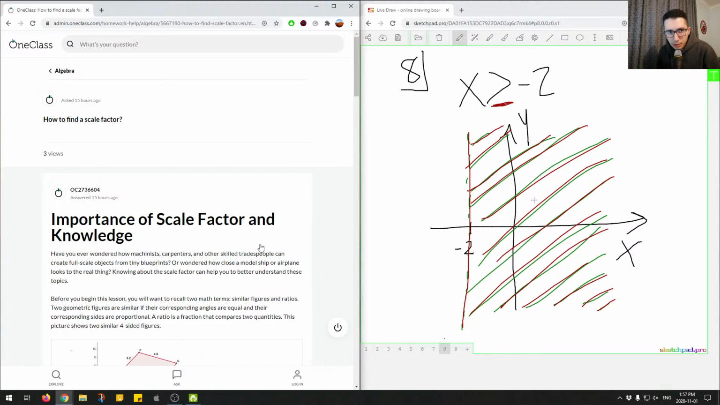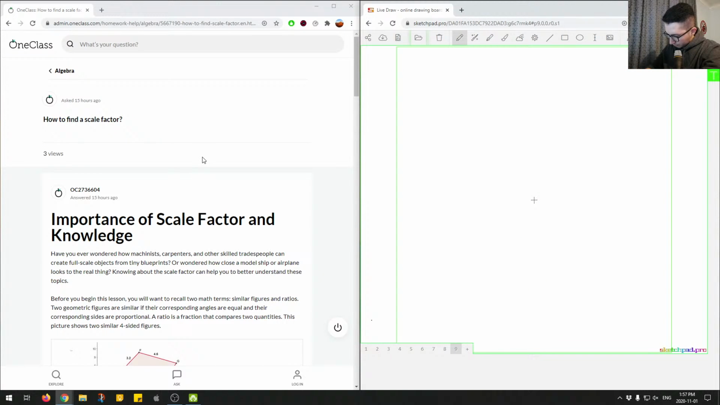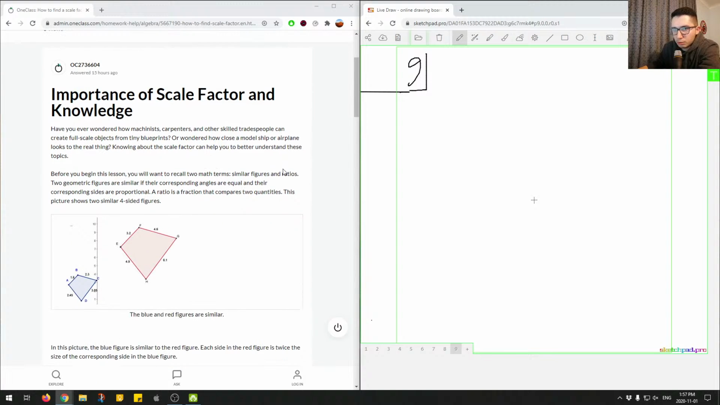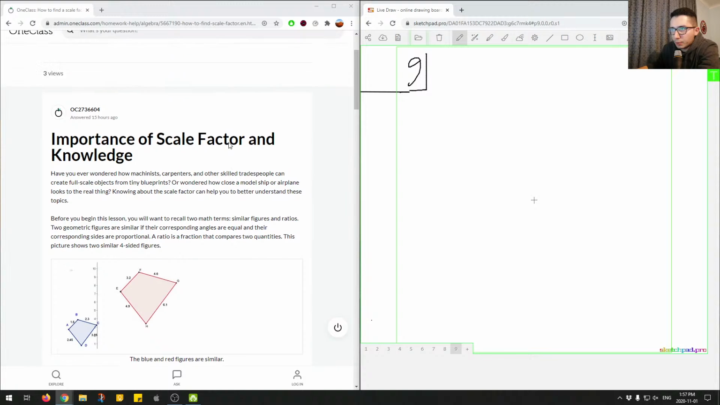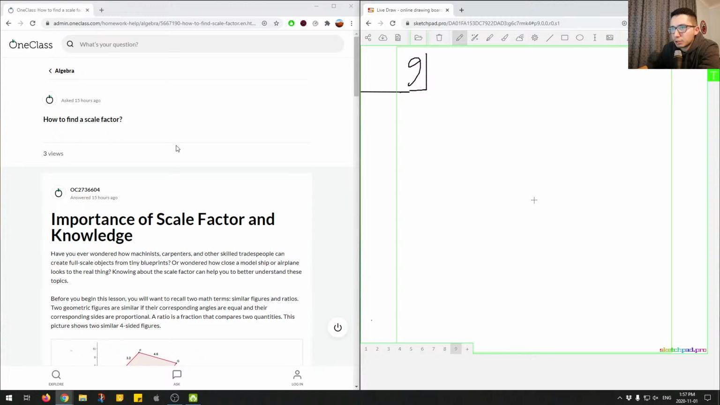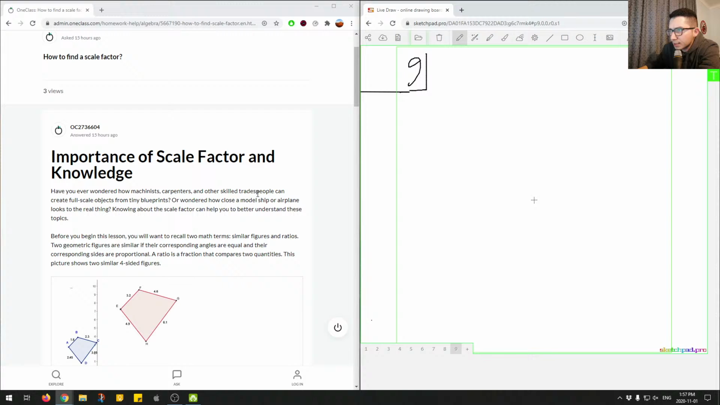Okay, so question number 9. We're asked how to find a scale factor. So let me just change the screen on this side. Okay, so question number 9. So let's go through what the junior tutor went through for scale factor and how to define and describe it. Let me do a quick skim over this.